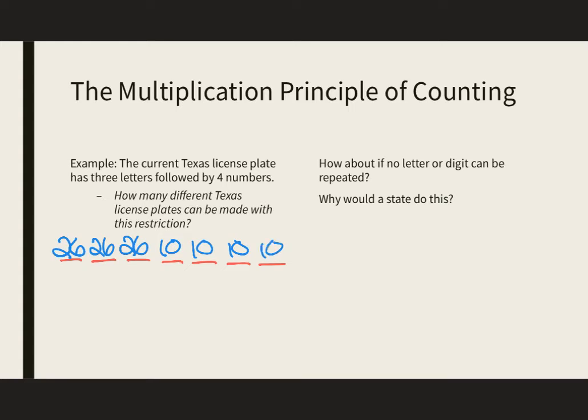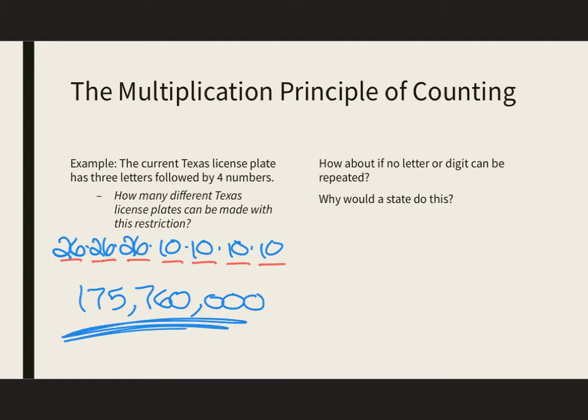And the multiplication principle then says multiply all of these numbers together, and that's how many different Texas license plates you'll get, which happens to be 175,760,000. Wow, that's quite a few possibilities. 175 million, almost 176 million. It's pretty wild. So it's good that they have all those different possibilities. And that's only based on the fact that they're not using letters over here.